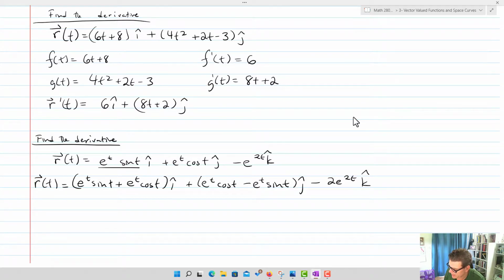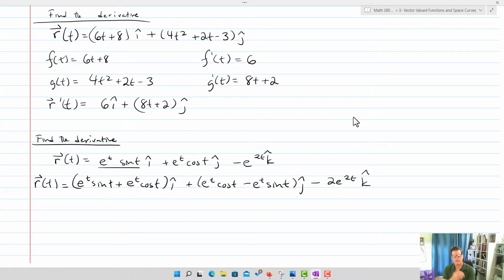because the derivative of negative e^(2t) is negative 2e^(2t). And that's it. There's the derivative of your vector valued function. So all you're going to be doing is taking the derivative of each component, and then slapping them back together in the order in which you took the derivative. And that's your new derivative.